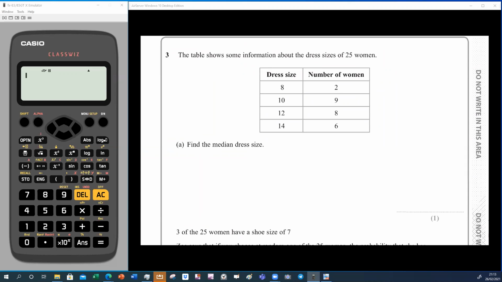The table shows some information about the dress sizes of 25 women. Find the median dress size. Okay, find the median. So the key word here is median. What does that word mean? So median sounds like what word? Median sounds like possibly middle.